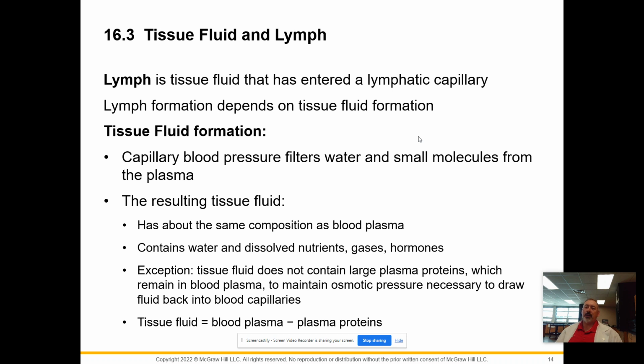All right, in 16.3, we're going to talk about the tissue fluid and lymph. We're going to talk about the natural flow of lymph and why it has a tendency to move into vessels. All right, so let's tackle it.